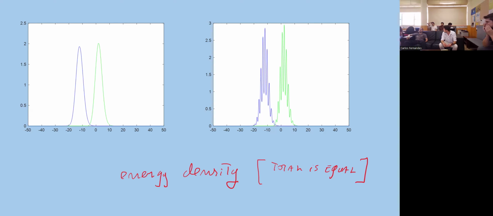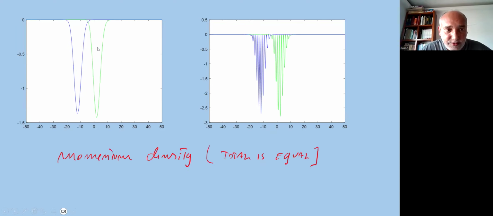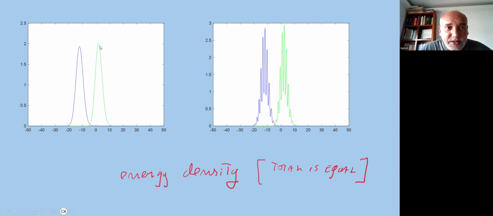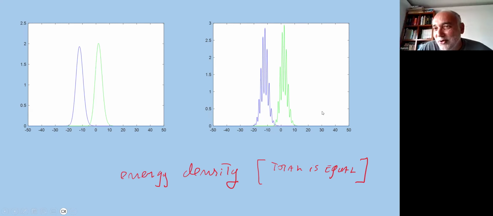I'm sorry, but what are you plotting exactly? The energy as a function of? The energy as a function of position. Here in the horizontal axis is position. And this is one instant, the green, and the blue is the next instant. Okay, good. I don't know if anyone has a clue.